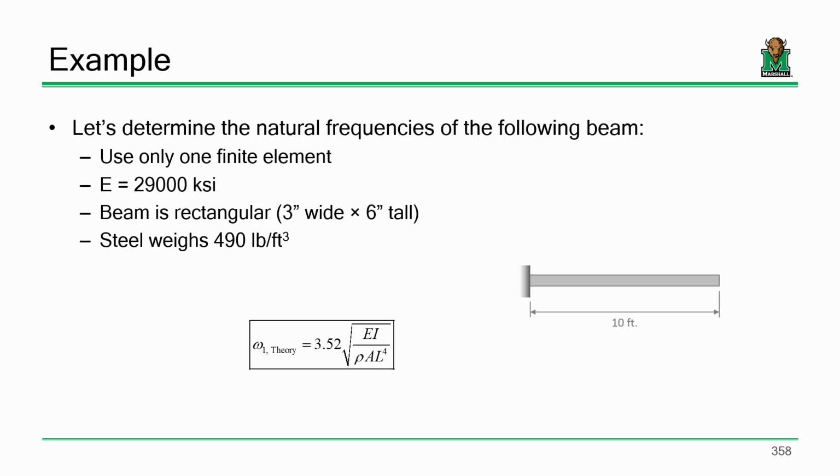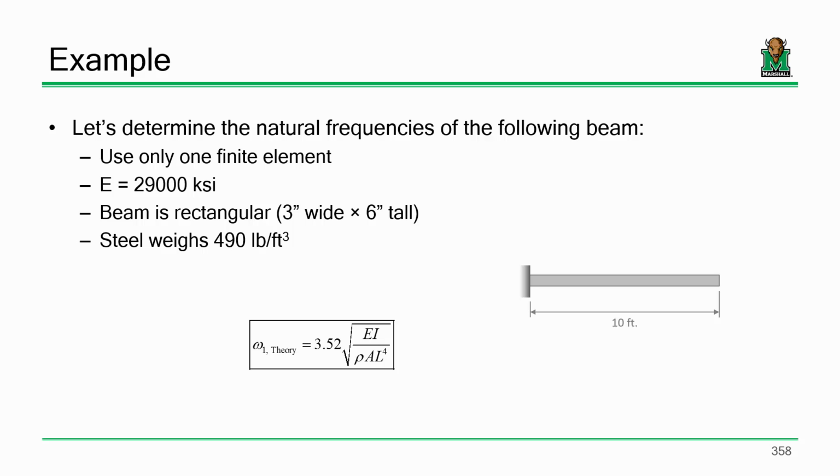Now, if you actually go through and do the math associated with free vibration for a problem like this, you get that the first natural frequency, the theoretical value, is around 3.52 times the square root of EI over rho AL to the fourth, okay? So we're going to use that as our benchmark. We're going to compute the theoretical natural frequency and see if our finite element natural frequency stacks up, okay? Make sense? All right, everybody good?